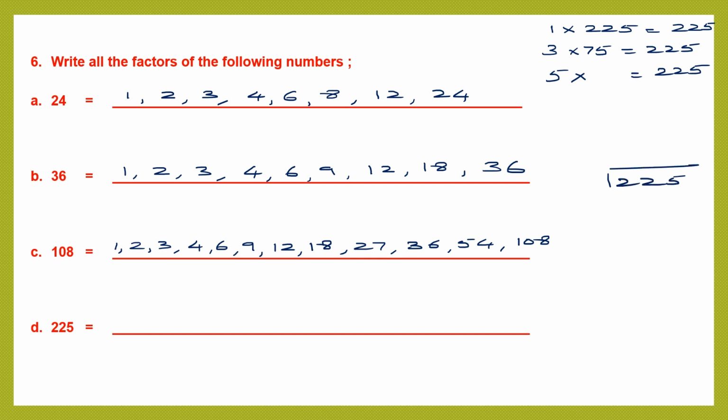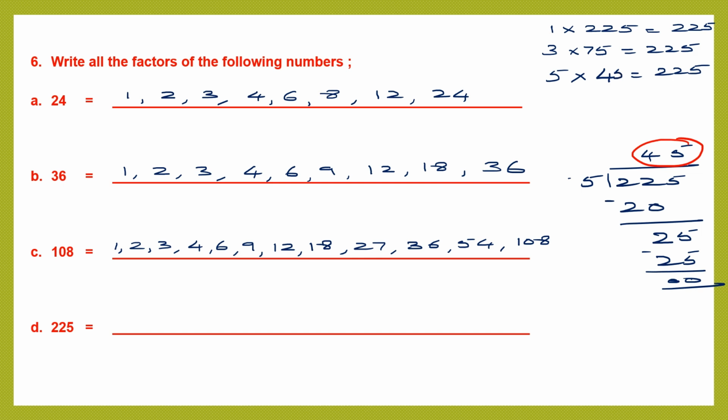225 by 5. Let's take 22. 5 fours are 20, minus, bring down 5, 25. 5 fives are 25, remainder is 0. That means our quotient is 45. 5 into 45 will give us 225.